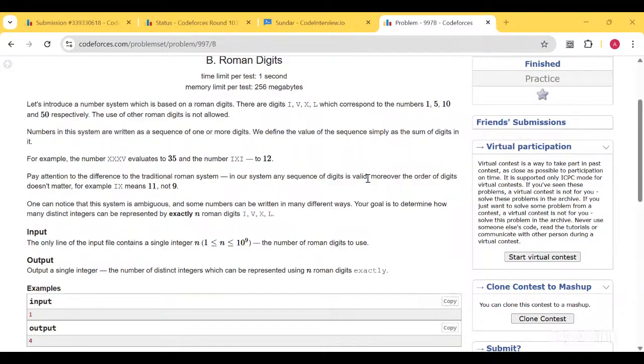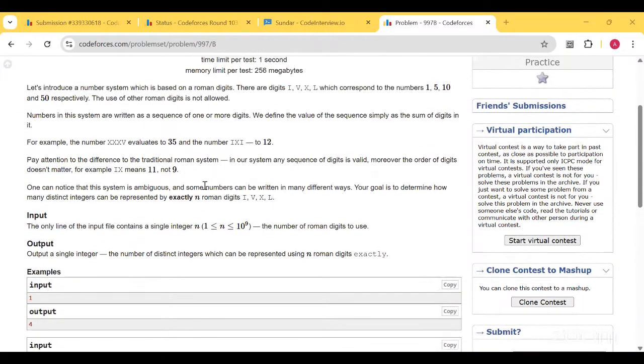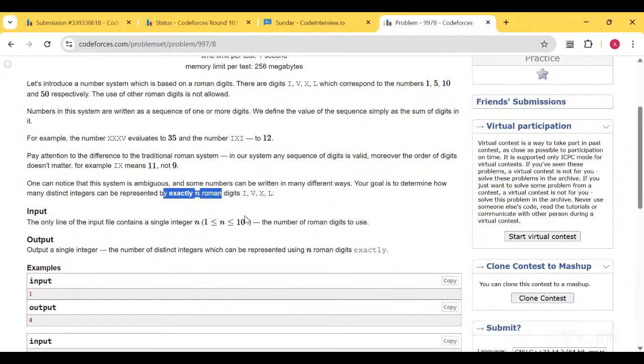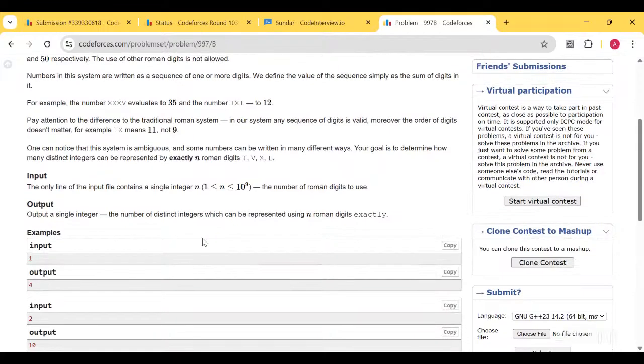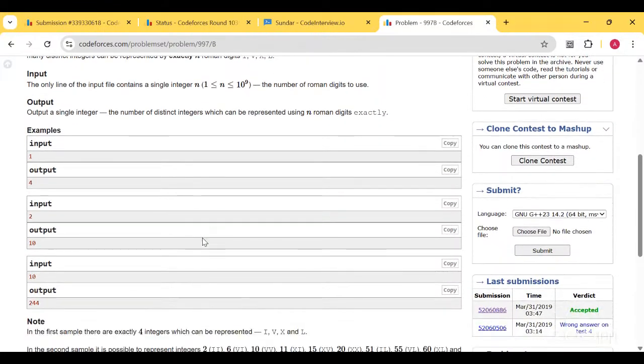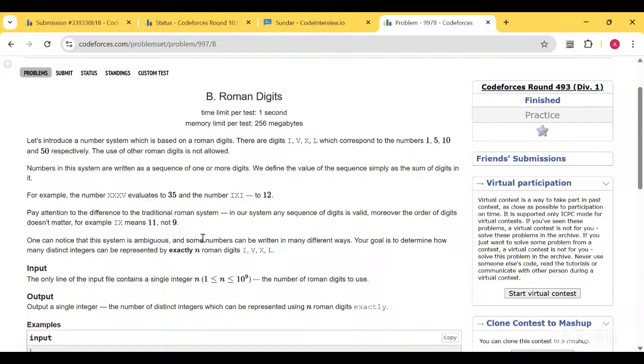Okay, so the problem is like this. We want to make Roman digits consisting of n digits. So how many different values?